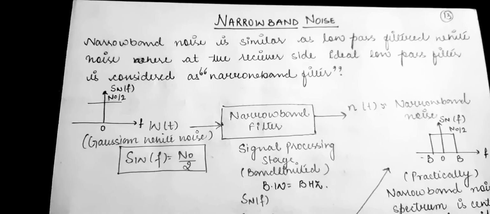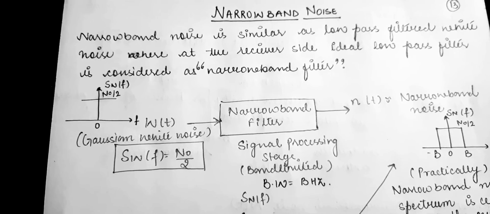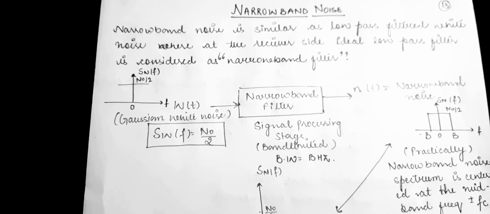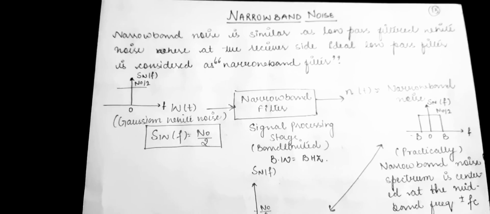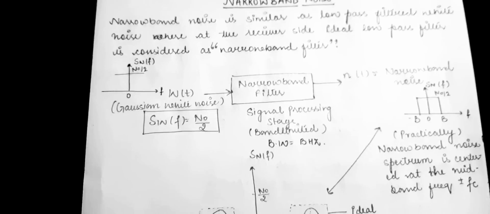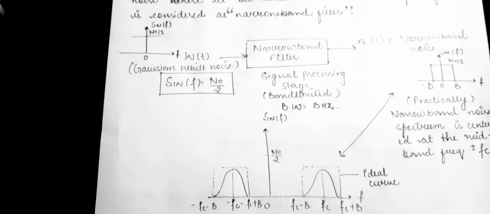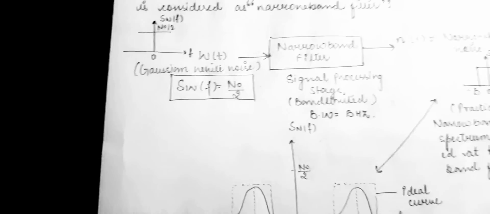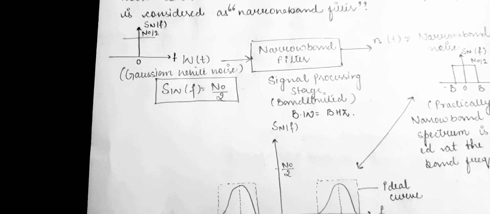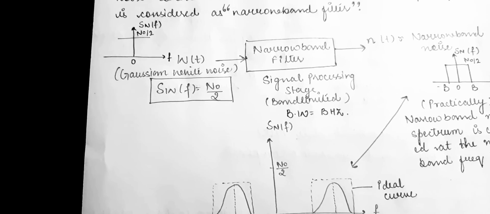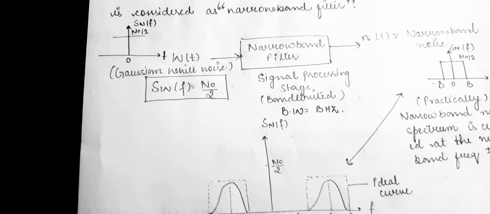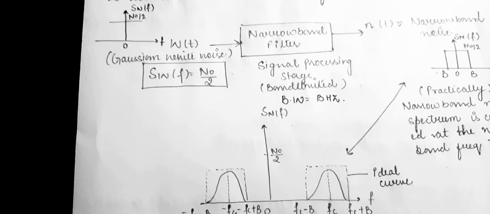In today's lecture, we'll discuss the narrowband noise. Basically, the narrowband noise is similar to low-pass filtered noise, where at the receiver side, the ideal low-pass filter is considered as your narrowband filter. So at the input, we have a power spectral density of the Gaussian white noise that is denoted by W(t). The power spectral density, denoted by S_W(f), is equal to N naught by 2.